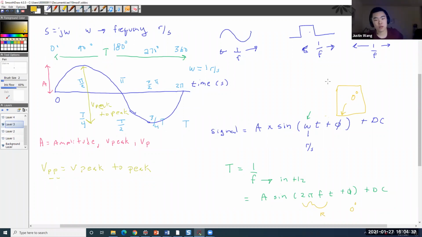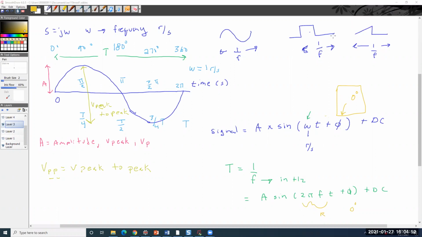Can I have a quick question? What are those waveforms next to the sinusoidal waveform here, like on the top right? So what are these two waveforms here?